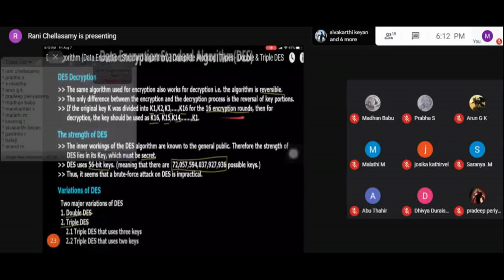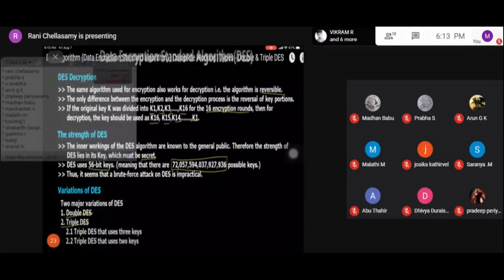So at the decryption side, the keys should be used in the reversed manner, that is K16, K15, K14 up to K1. You are just going to reverse the key order alone. That's the only difference between the encryption part and the decryption part.